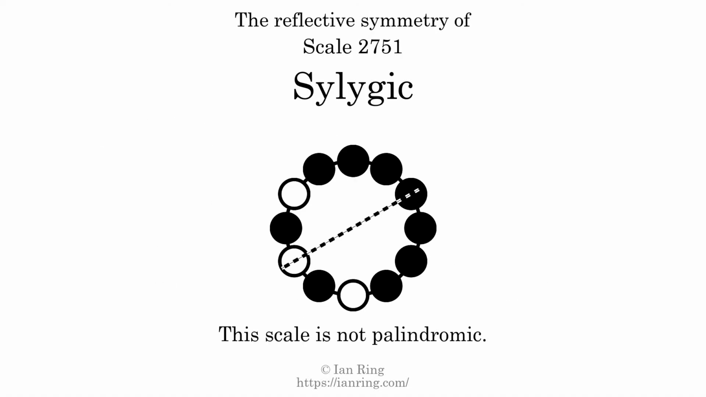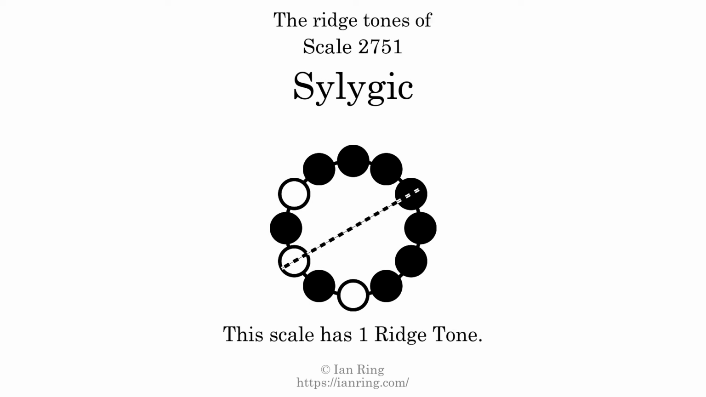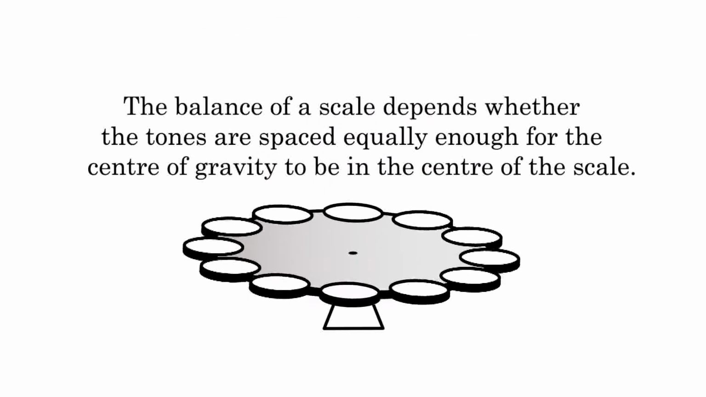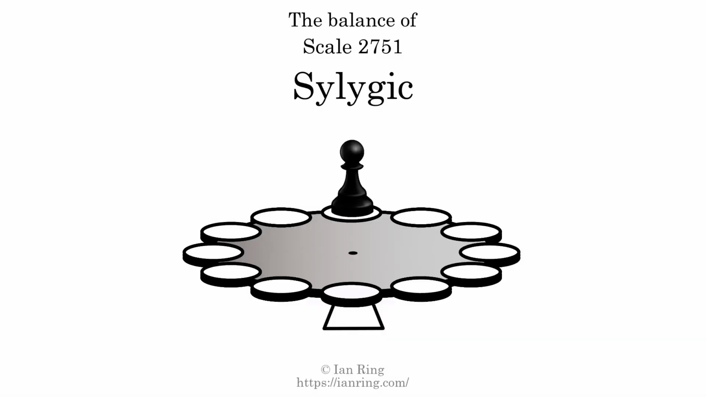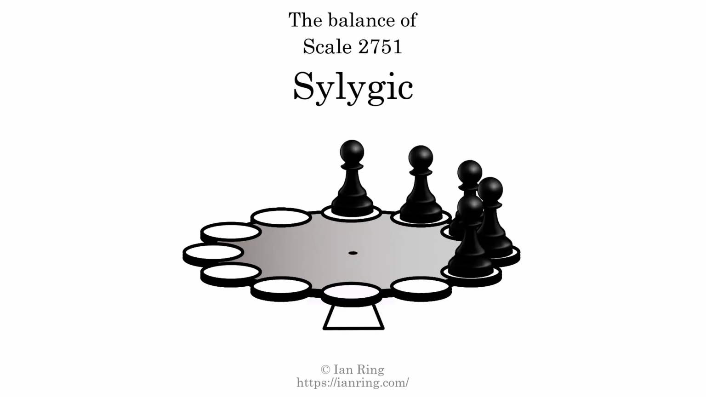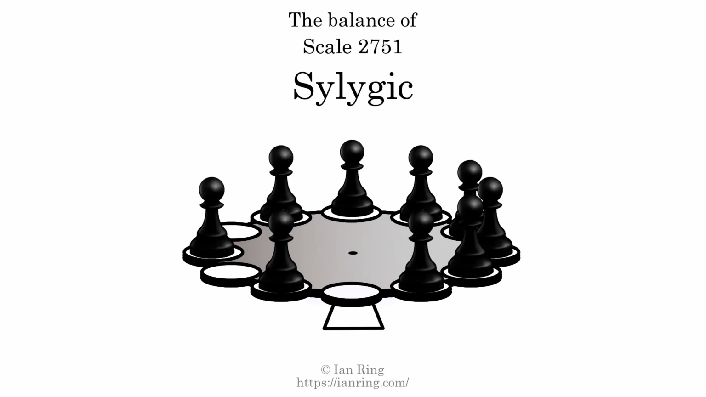This scale has reflective symmetry across an axis positioned 2 semitones from the root. This scale has a different pattern of intervals ascending and descending, so it is not palindromic. This scale has one ridge tone. Here, the balance of a scale depends on whether the tones are spaced equally enough for the center of gravity to be in the center of the scale. This scale is not balanced.